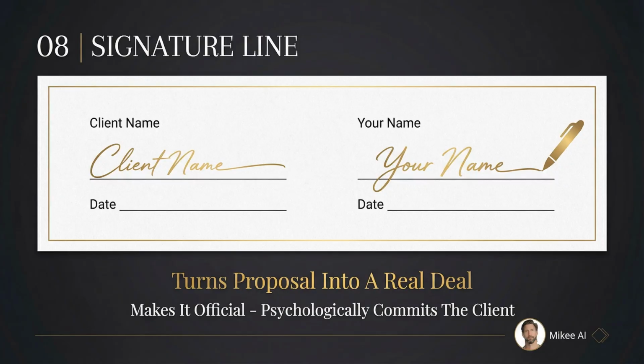The signature line is what turns your proposal into a real deal. You don't need a huge legal document for this. You just need their name, your name, and two signature lines. That's it. This gives both sides confidence. The client knows this is official and real. You know they're committed. It's a psychological commitment point that makes the whole thing feel concrete.